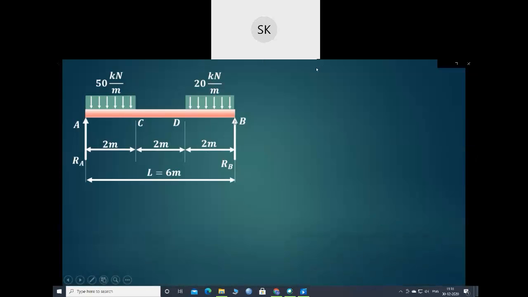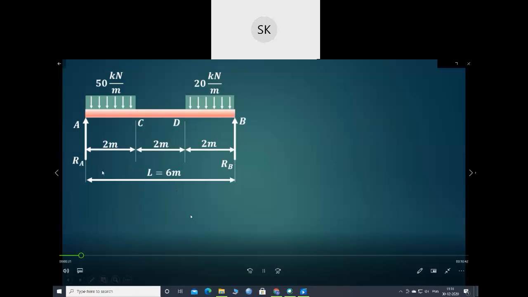Now first thing we have to find out is these reactions RA and RB.